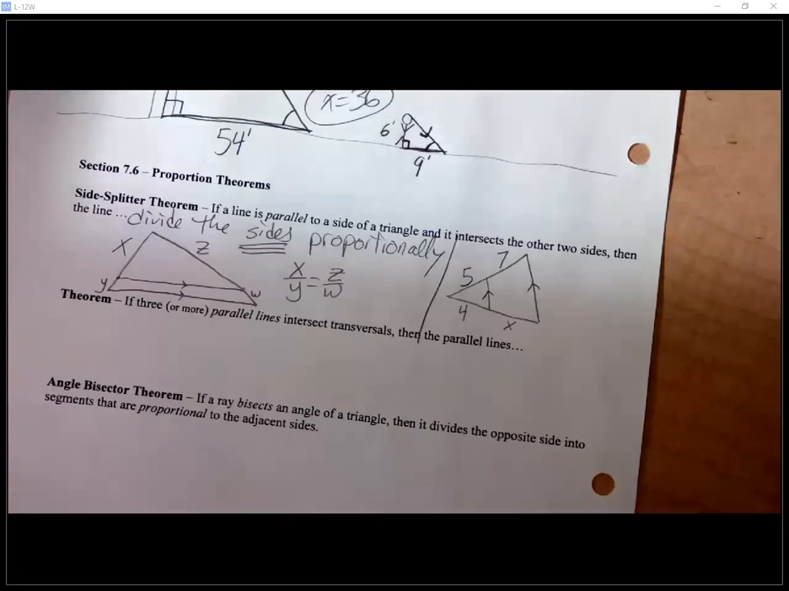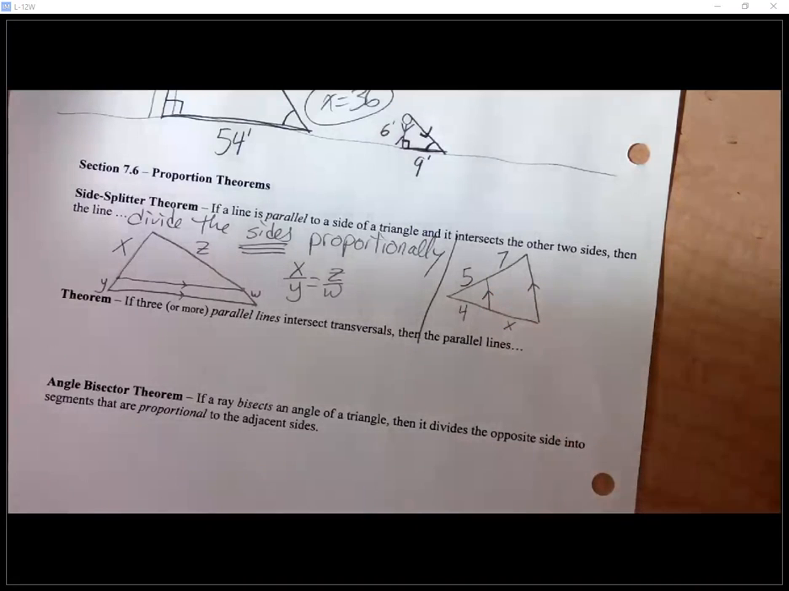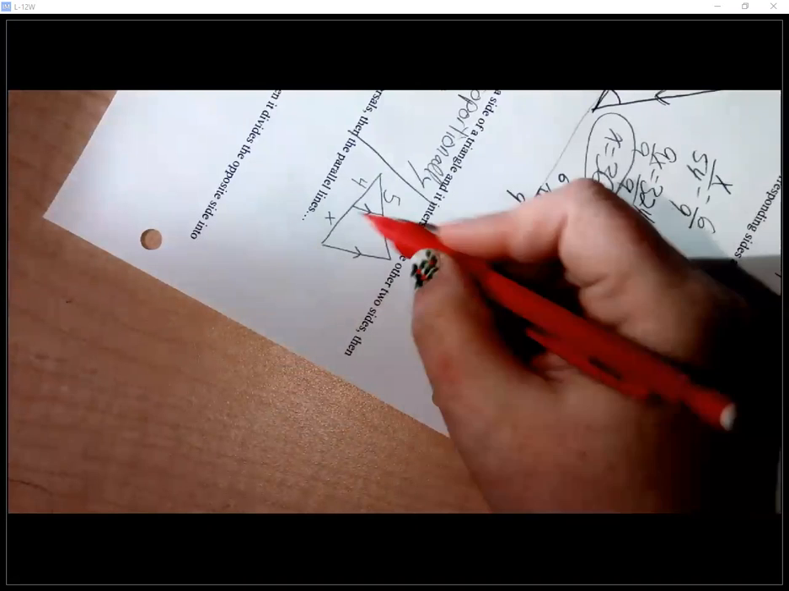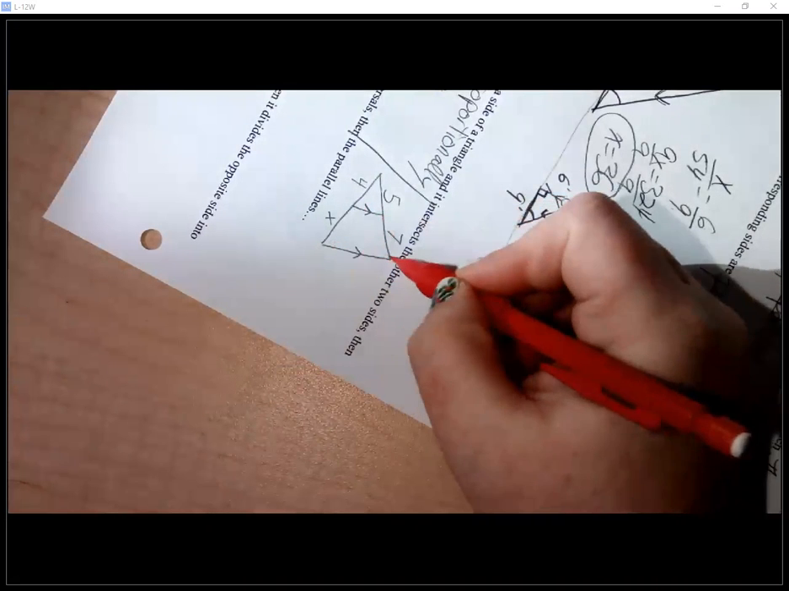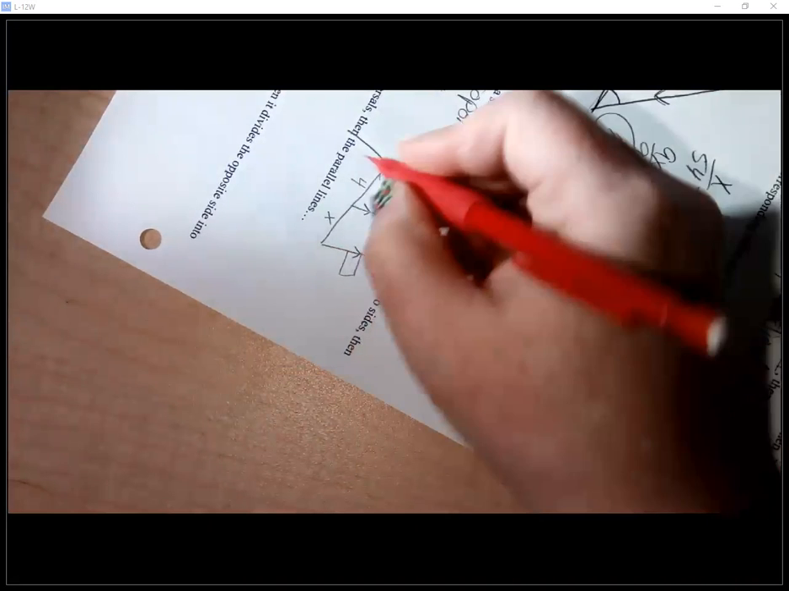I pretend that that parallel line is a piece of garland, and I always want the garland and the base to be horizontal. So I literally turn my paper around, or I imagine it in my head. So I have my garland, and here's the base of my tree. I draw the trunk of my Christmas tree right there, and then I put the star at the top.